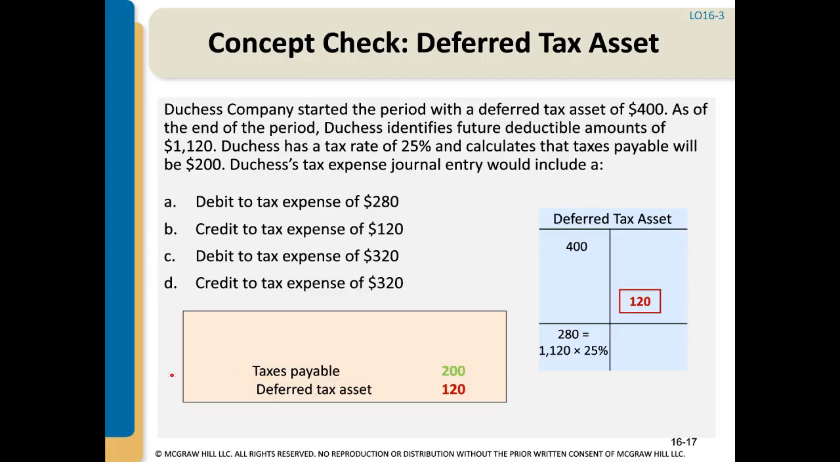Our other part of the journal entry is that it also tells us that the taxes payable is $200. So we're going to credit taxes payable $200. We have a credit to deferred tax asset of $120, which means our debit has to be, that would be our step 4, the plug to income tax expense to make it balance, which will be a debit of $320. So your answer is C.